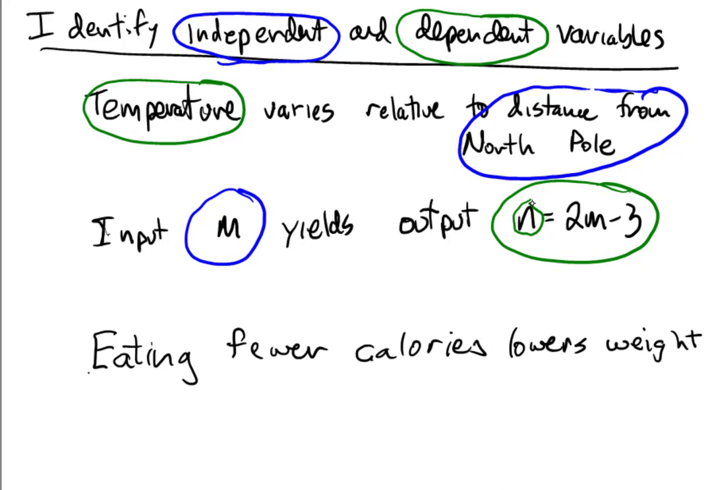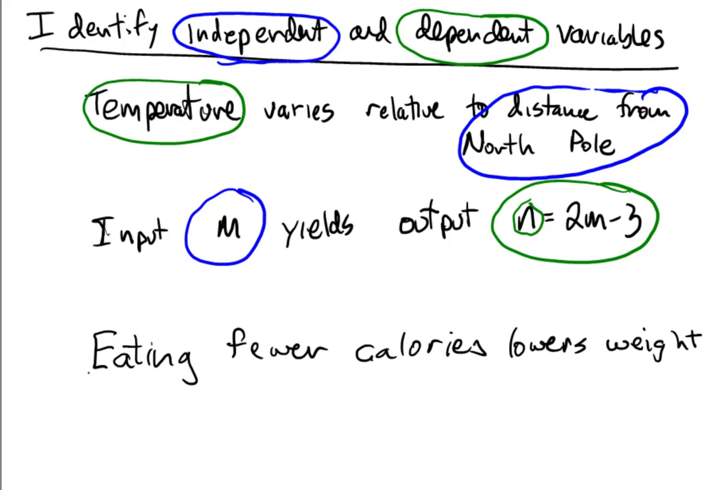Okay, final real life example here. Eating fewer calories will lower your weight, right? So what's independent and what is dependent here? Is it the calories you eat that is independent, and as you change the number of calories, you're going to see how that influences the weight? Or is it your weight that influences the number of calories you eat? In other words, if I lose a bunch of weight, does that cause me to eat fewer calories? Or does eating fewer calories cause me to lose a little bit of weight?